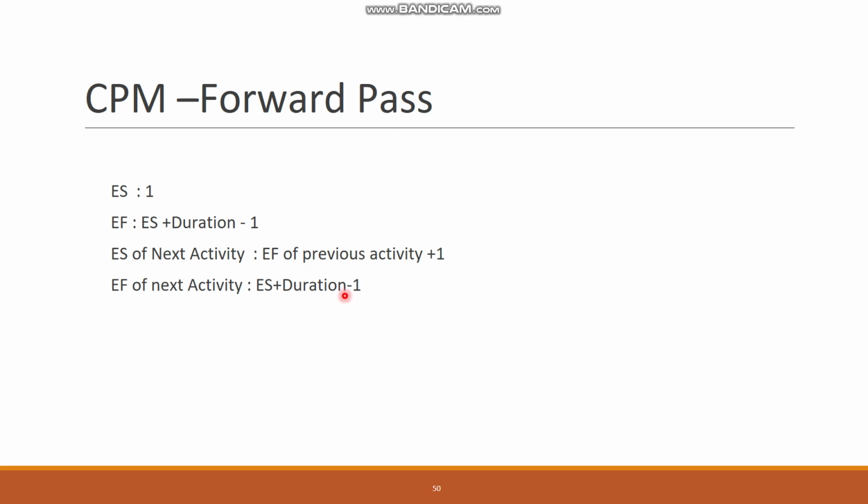It's just like you are starting an activity at day 1 and its duration is 10. So what will be its finish time? 1 plus 10, so that will become 11. And when will activity 2 start? It will start on the 12th day, and for example, if the duration is 8 days, then 12 plus 8 will be 20.